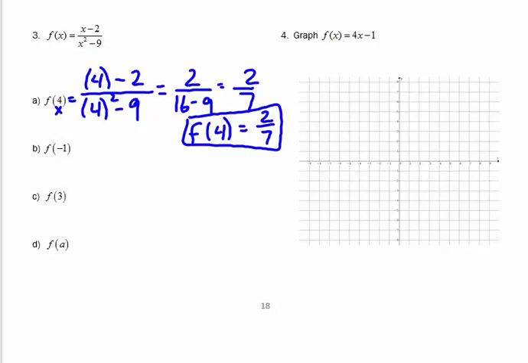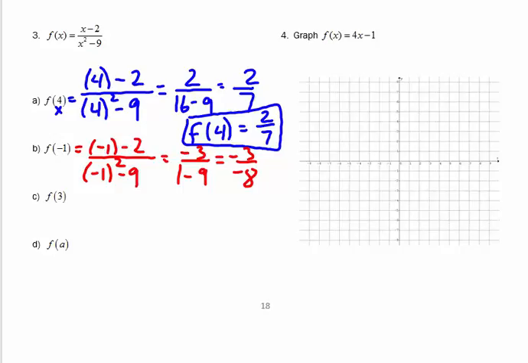Let's try f of negative 1. Plugging in a negative 1 on top, I get negative 1 minus 2. On bottom, I get negative 1 squared minus 9. Negative 1 minus 2 on top gives me a negative 3. On bottom, negative 1 squared is positive 1, and I still have minus 9. So I end up with negative 3 over negative 8. Well, two negatives make a positive, so I end up with 3/8. So f of negative 1 is 3 over 8.